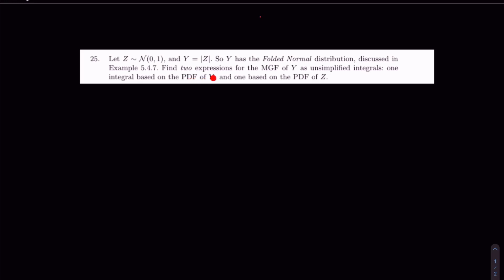One based on the PDF of Y, so this is not using LOTUS, and then one based on the PDF of Z, allowing us to use LOTUS. So let's start with the PDF of Z. So we are with LOTUS.